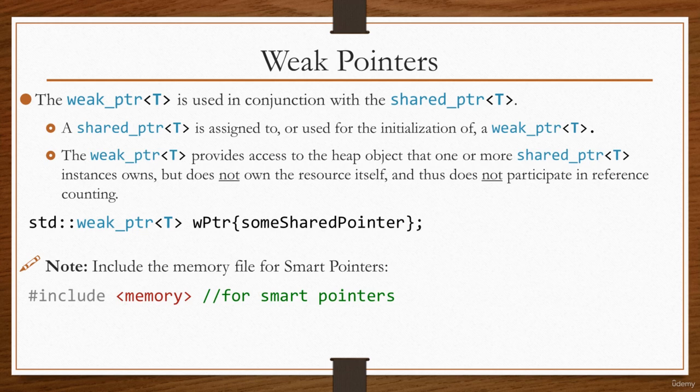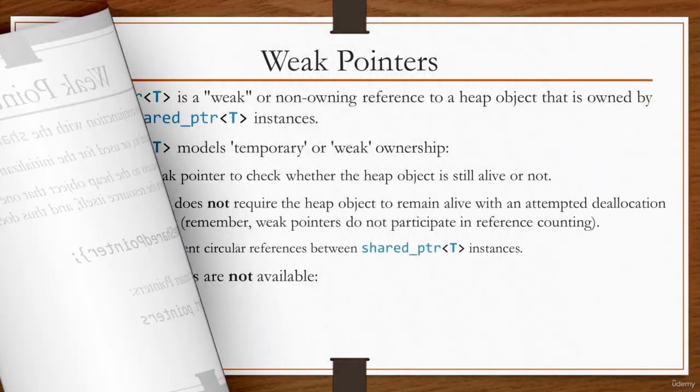I have an example of a declaration and initialization of a weak pointer. So I do weak_ptr, we pass in the type T, that can be a fundamental type or user-defined type. We give it a name such as wptr for weak pointer or wp_, and so on. And then we pass in some shared pointer. The weak pointer does not have to be initialized to a shared pointer. You can assign a shared pointer to the weak pointer later on. And of course, as with the other smart pointers, we want to include the memory file for the weak pointer.